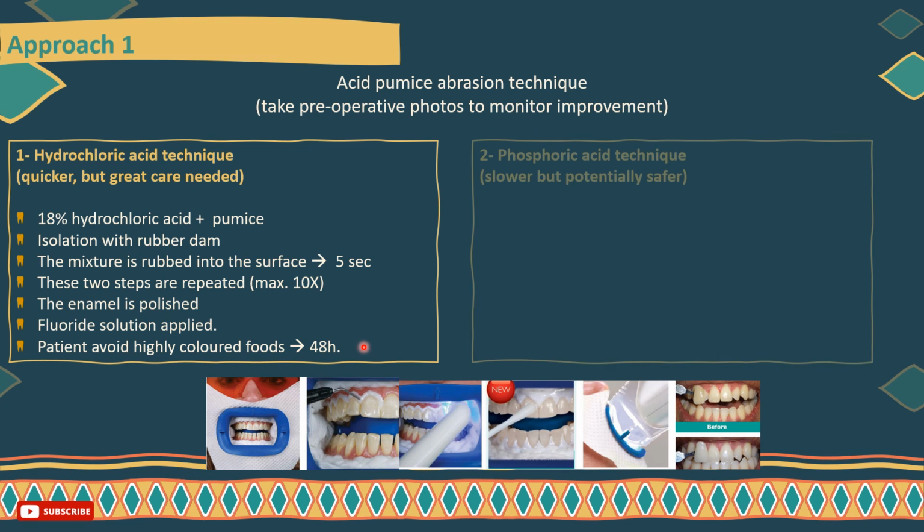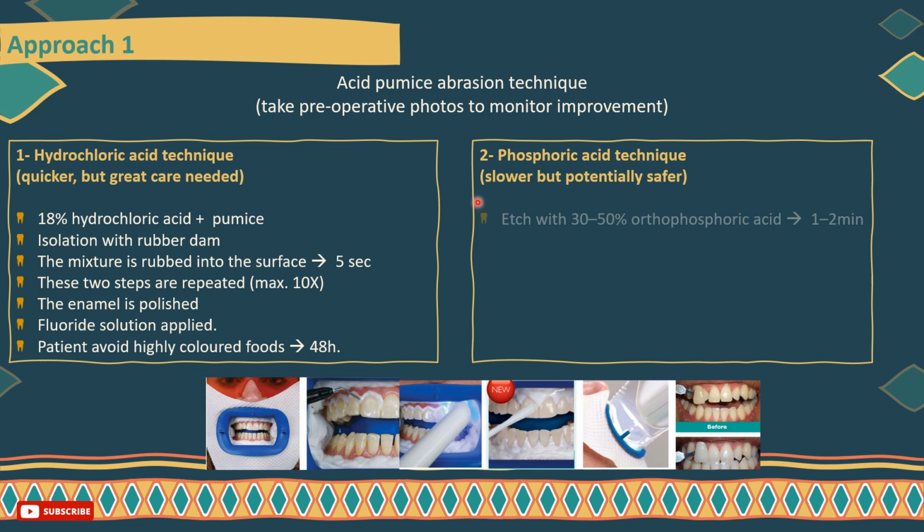Method number 2, phosphoric acid technique. It is slower but potentially safer. A number of variations of this technique are in use. A commonly used method is to etch with 30 to 50% orthophosphoric acid for 1 to 2 minutes. Wash, then use pumice and water slurry with a rubber prophy cup for 1 minute.